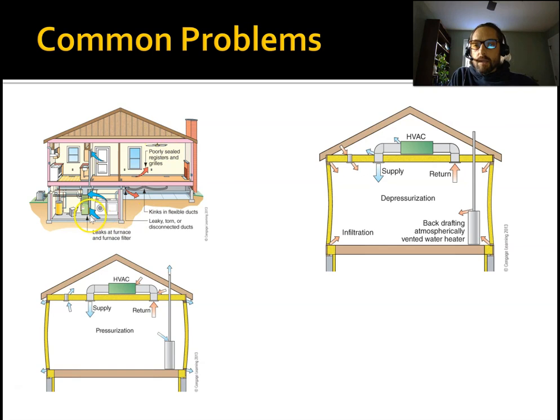There's other things like leaks at the furnace filter. This is another really common one. Another really common one is where the registers penetrate through a roof or a floor, and they're not tightly sealed, and you have leakage. We've talked about that a little bit, that you want to minimize your air leakage to the extent possible, so you need to have everything sealed up. So these are just some of the common problems with ductwork.